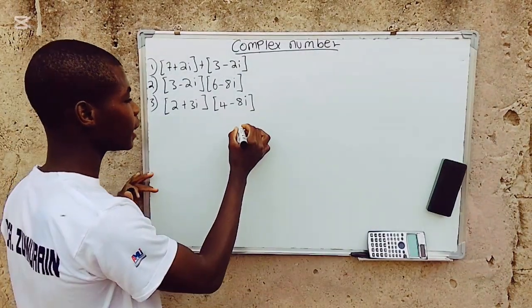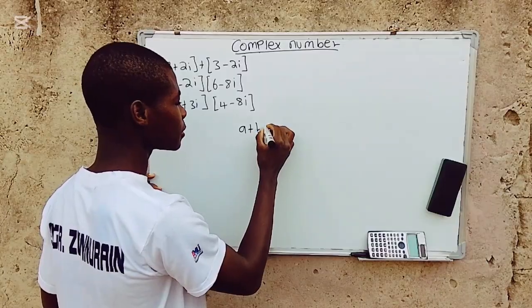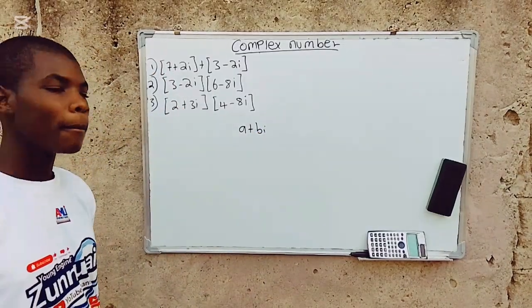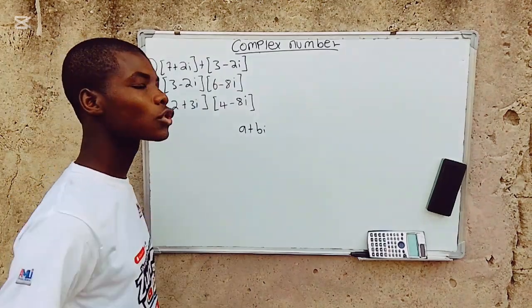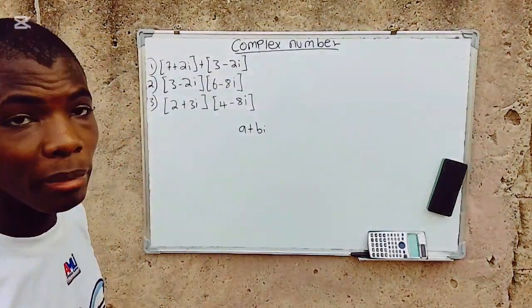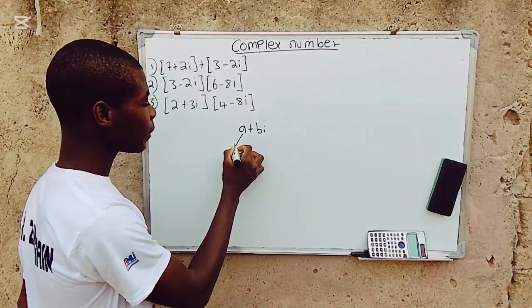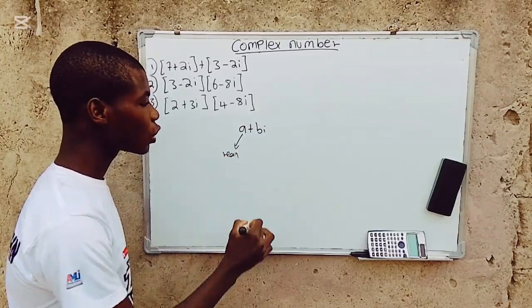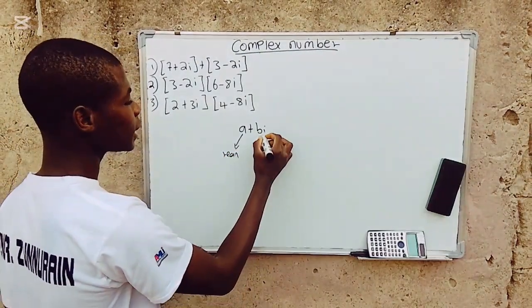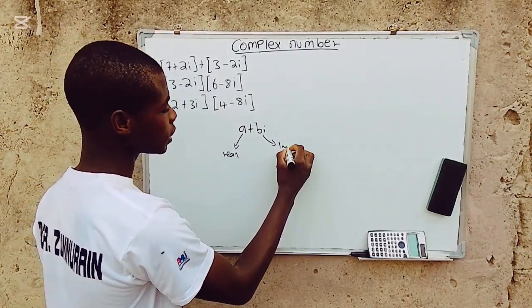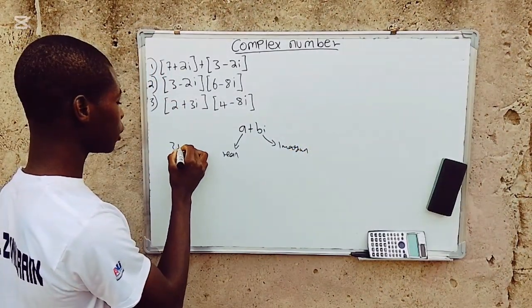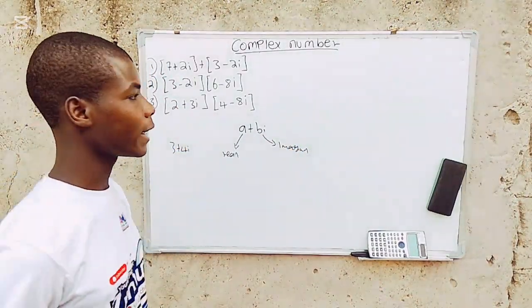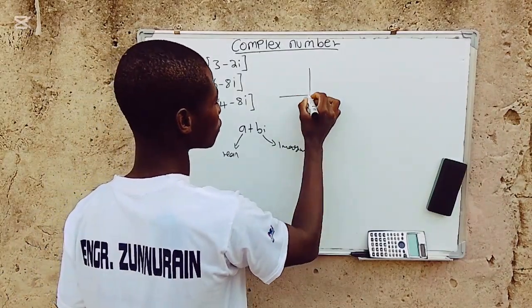So first I have a plus bi. Whenever you see a plus something with i, it means that is a complex number, because this a part is called the real part, and the b that contains i is called the imaginary part. Suppose I have 3 plus 4i. Let me graph it.